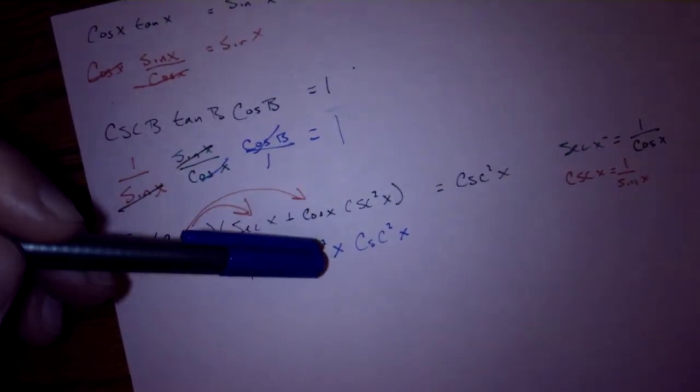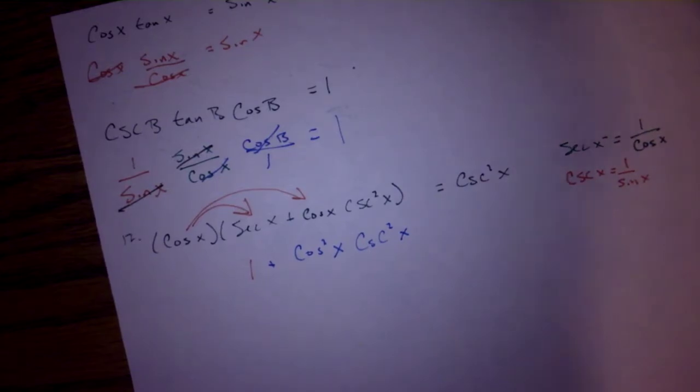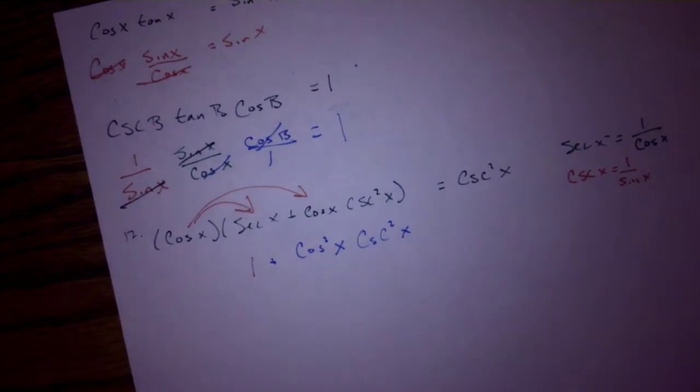Okay, so I've got 1 plus cosine squared, cosecant squared. We know cosecant squared is going to be 1 over sine squared. Okay, so let's go with this.